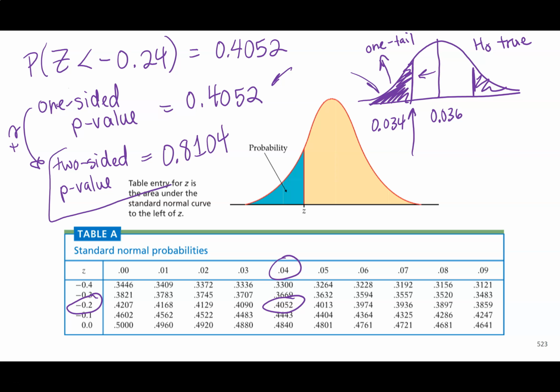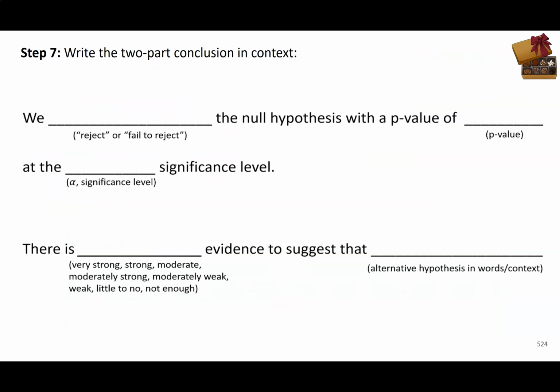So my two-sided p-value of 0.8, it's huge. It's definitely bigger than 0.10. This is not strong evidence. We did not find strong evidence that robots are making chocolate or assembling chocolate boxes at a different rate than the humans are. Definitely did not find evidence of that.